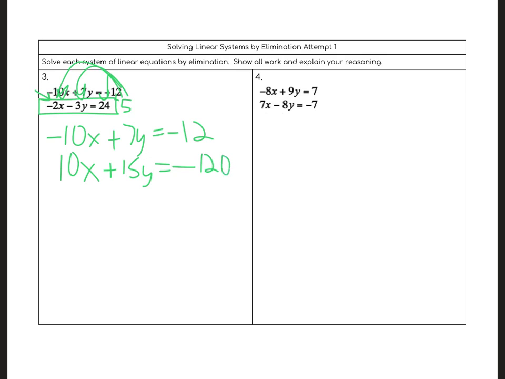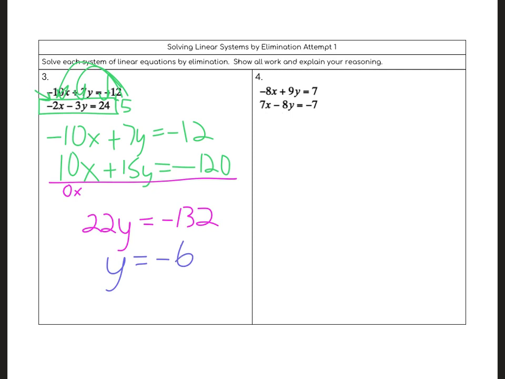Now I combine like terms. So that's going to be 22y, because this will be 0x, and then 22y equals negative 132. And then you go ahead and divide by 22. That's going to be 12. Divide by 22. Negative, what did I say? 12? No, that's not. It's 6. 120, yes. Negative 6. We're not done. We got to find what x is.